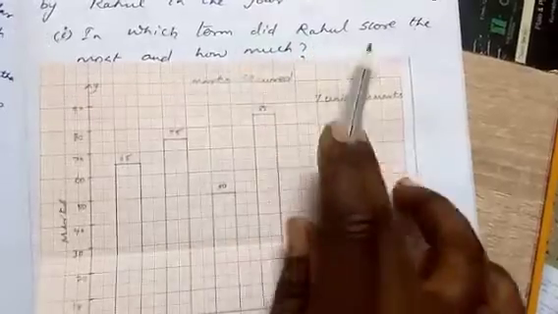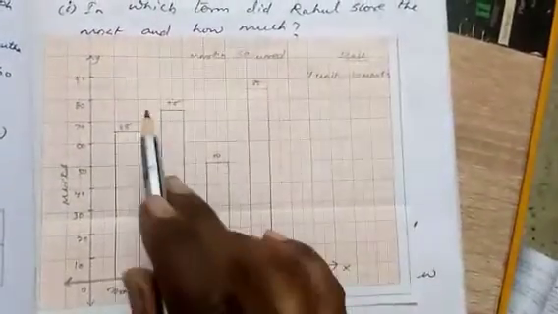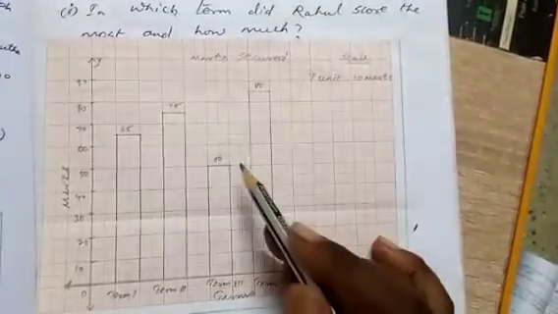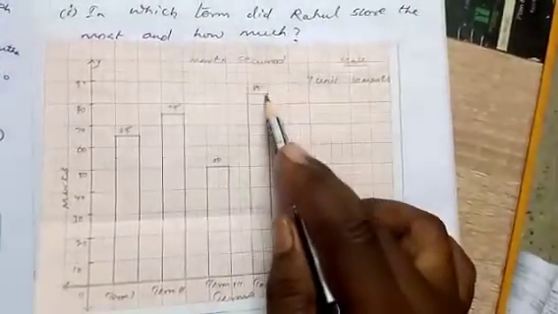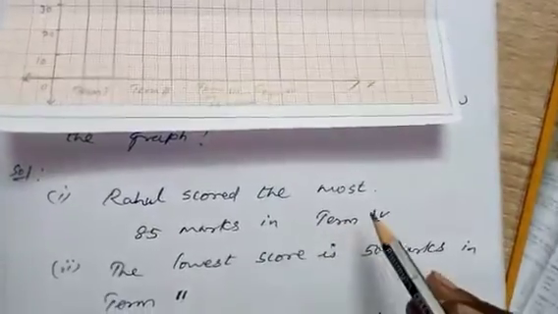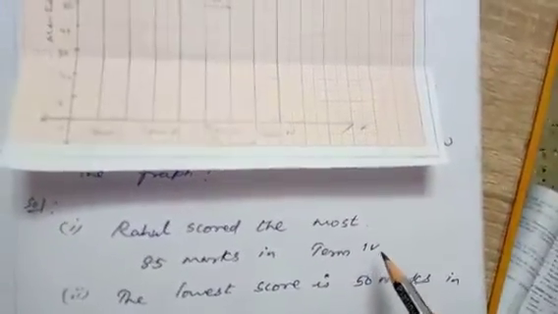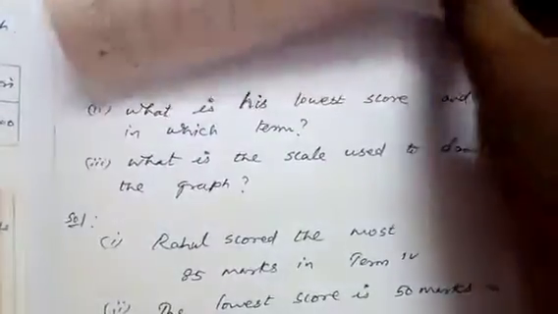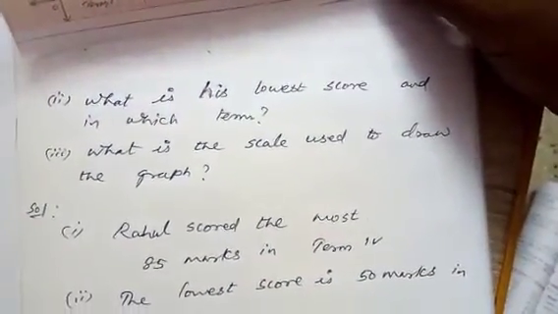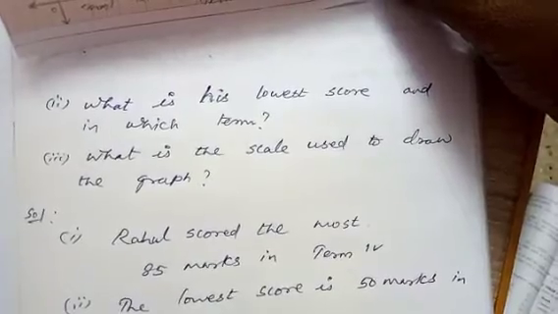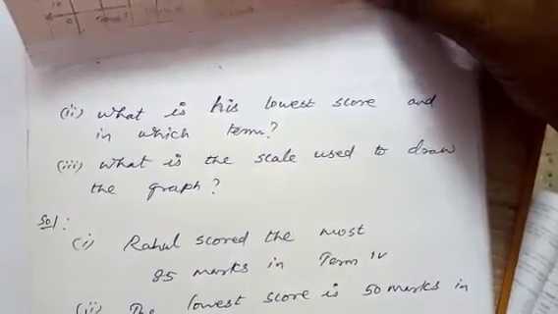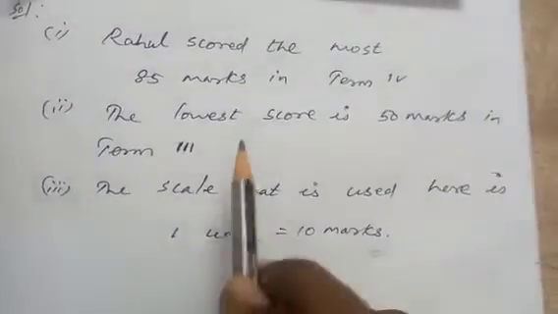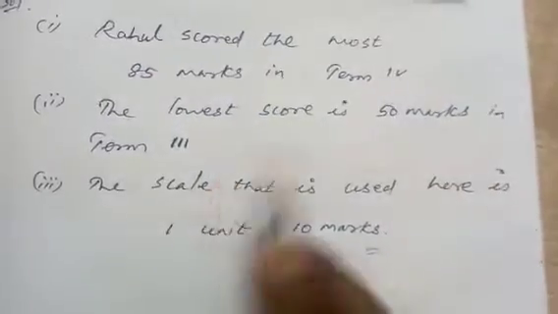In which term did Rahul score the most? Term 1 is 65, term 2 is 75, term 3 is 50, then term 4 is 85. So Rahul scored the most, 85 marks, in term 4. The next question is, what is his lowest score and in which term? The lowest score is 50 marks in term 3.